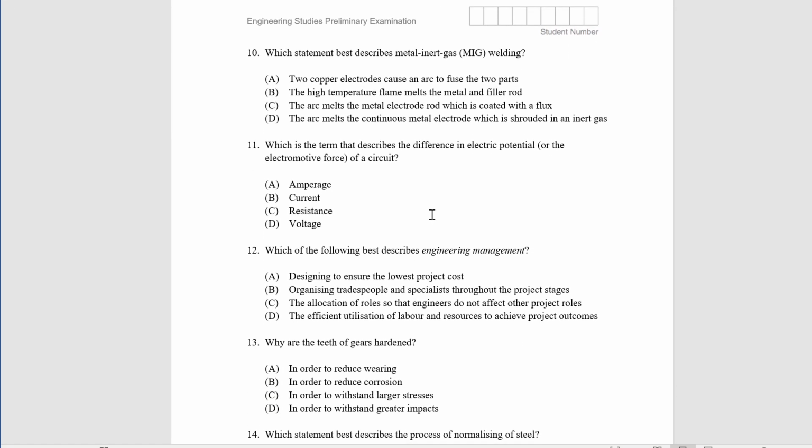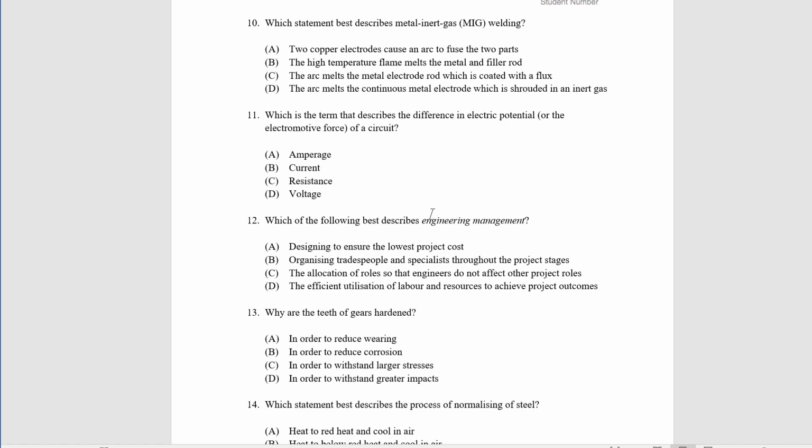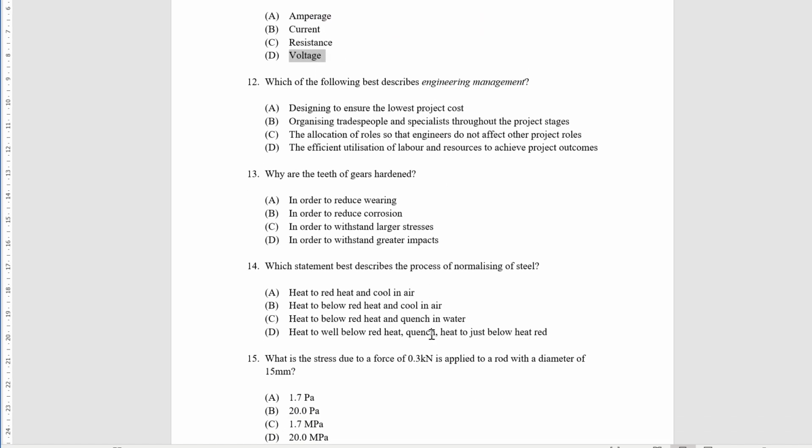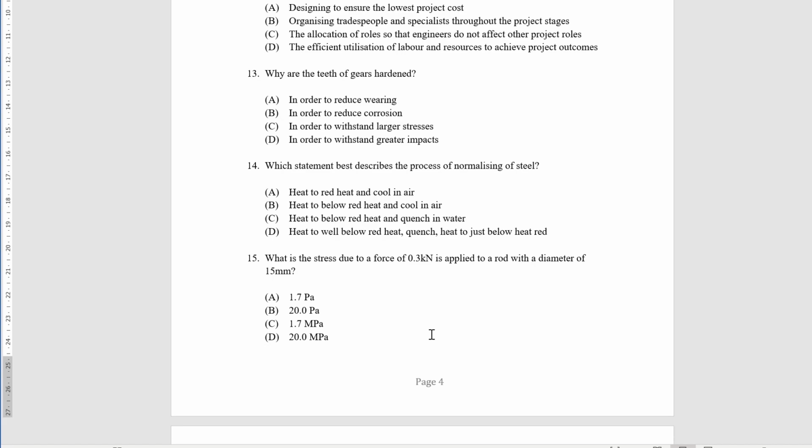Which statement best describes MIG welding? MIG welding is when a continuous metal electrode is shrouded by inert gas, D. What is the term for the difference in electrical potential? That'd be voltage. The electromotive force really gives it away. That's easy. That shouldn't be a question 11. That should have been higher.